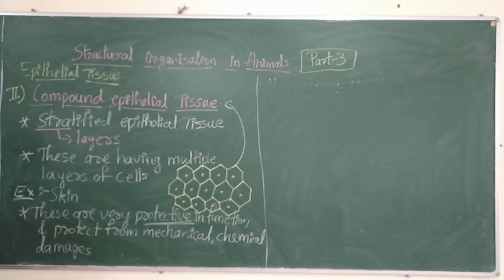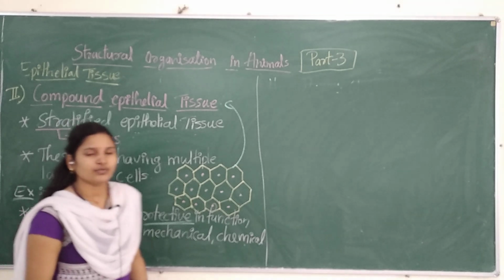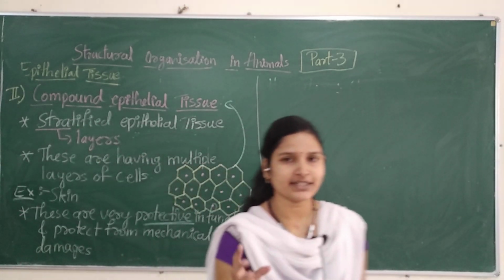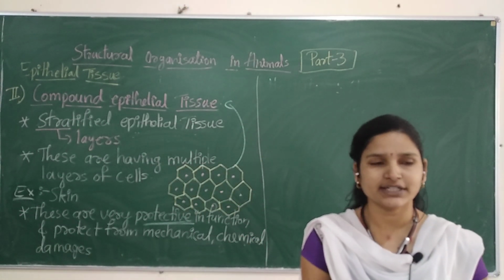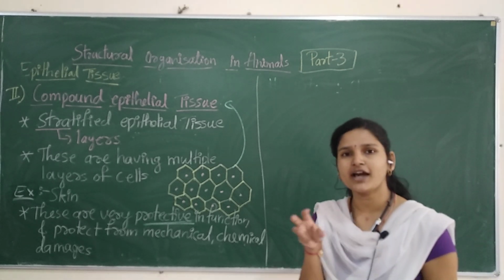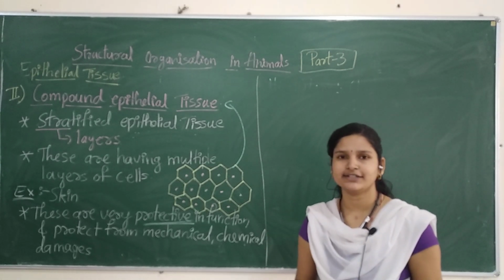Understood? So tell me now, why are your heart cells present in the heart only, why not in other parts? Why is that heart located exactly at the center of your body?